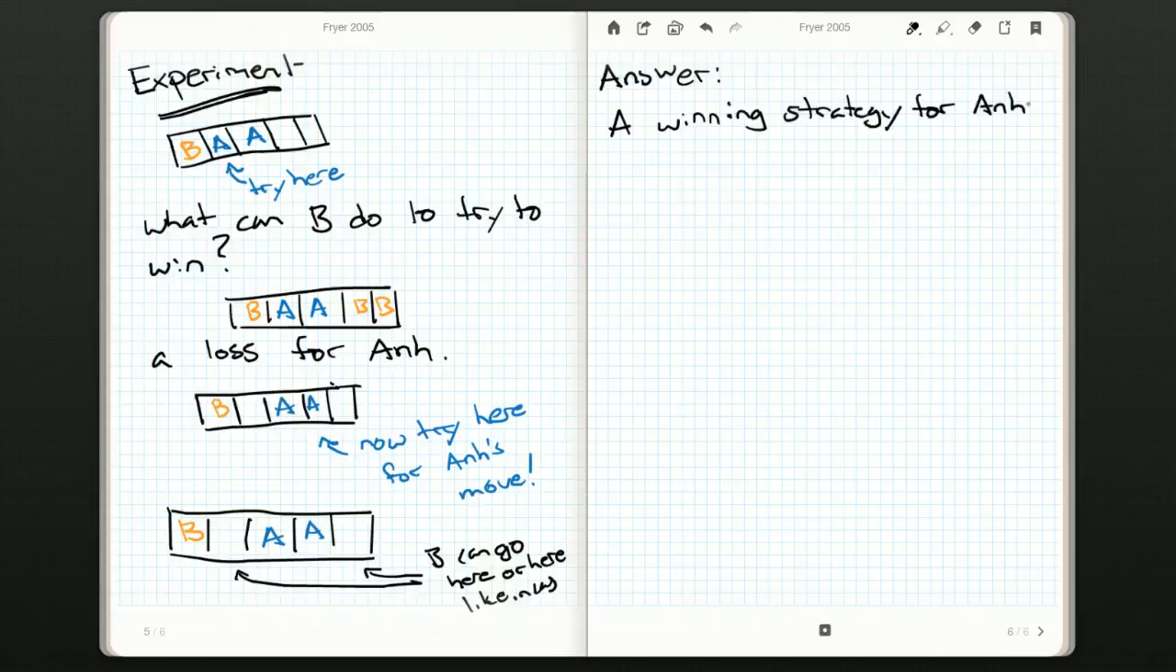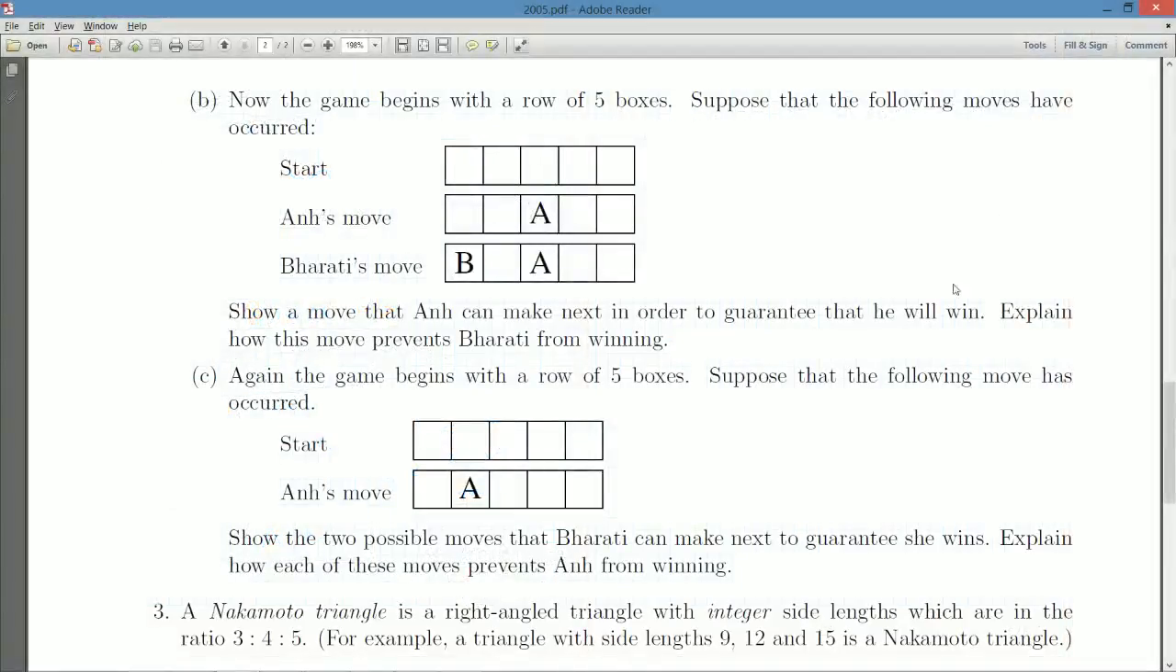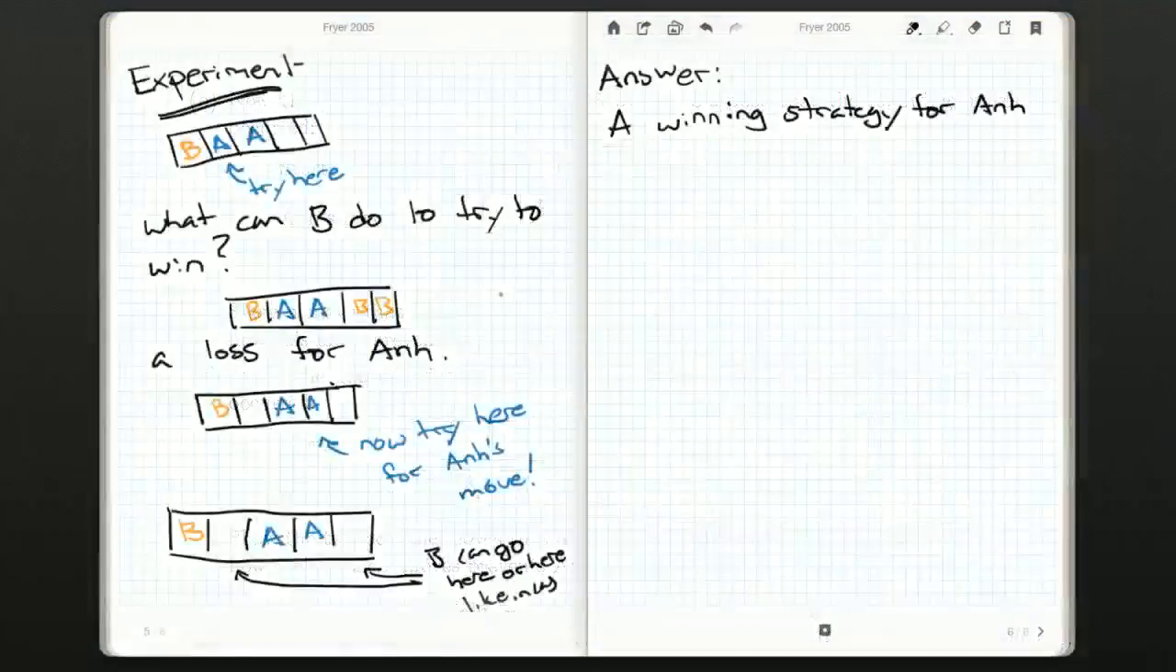Let's just double check before we start writing this up in earnest that we just need a move. Show a move that On can make in order to guarantee he will win. Okay, so we just need a move. We don't need to explore the other ones. For those of you who are curious, try and work them out on your own.